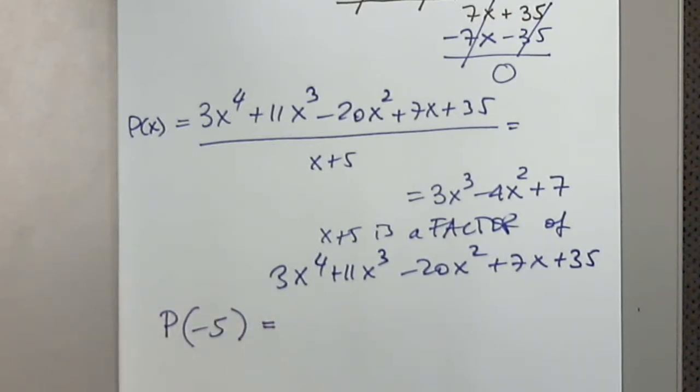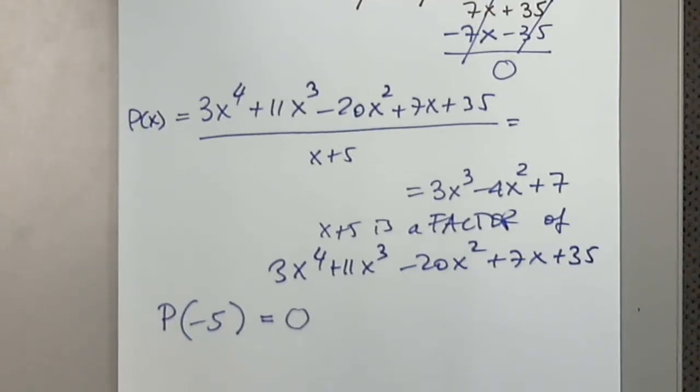Negative 5. Yes, indeed. And if this is 0, then the remainder is 0. I don't know yet. So I will plug it in and see what I get. So 3 multiplied by negative 5 to the 4th power plus 11 multiplied by negative 5 to the 3rd power minus 20 in parentheses negative 5 squared plus 7 times negative 5, which is negative 35, and then plus 35. When I click enter, if I get 0, then I'll say, yep, I think my calculations are correct.